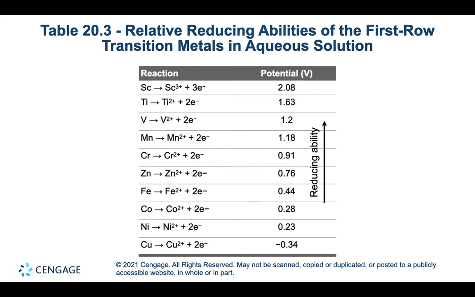All right, here's your reducing ability. Scandium is the best at giving away electrons, and copper atoms are the worst at giving away electrons. This is a table that we will then later in the electrochemical part of the class use to develop the idea of batteries and how you can take two reactions and make a chemical battery that will transfer electrons.